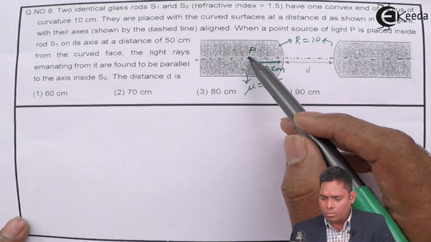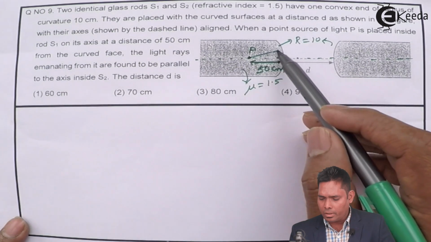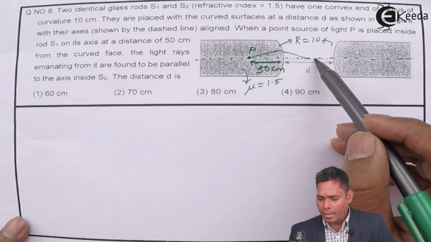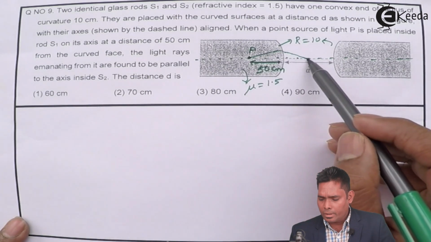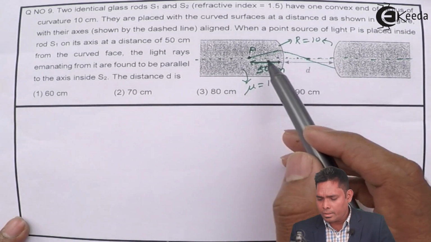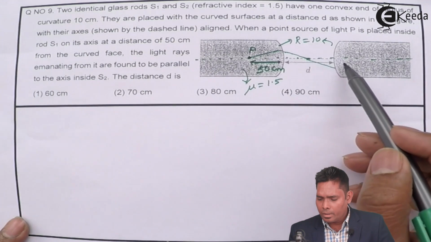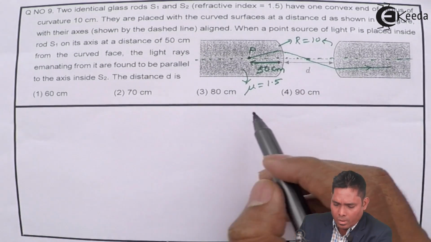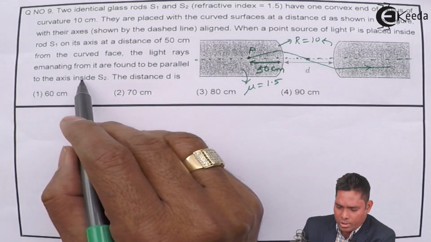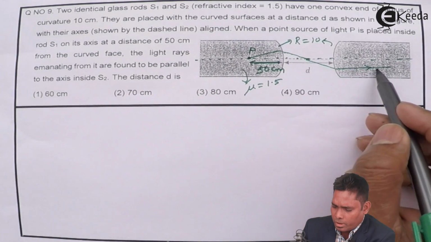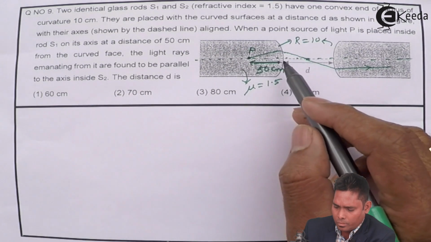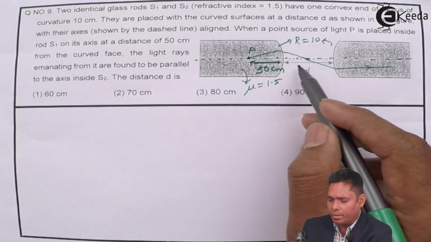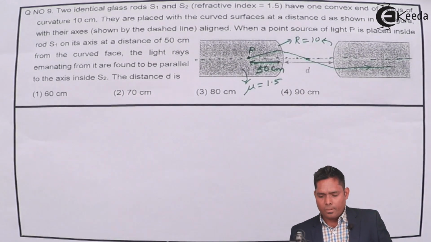So the light will come out, form some image over here, and then it goes like that and becomes parallel to the axis inside S2. Inside S2 it is parallel. So you have to find what is the distance d.